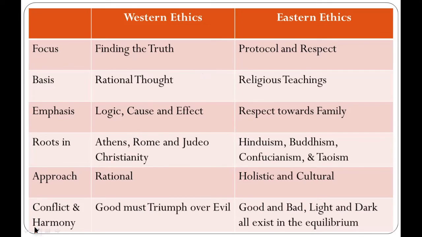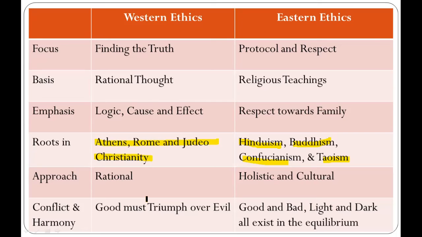If you notice, in this part, Christianity, Athens, Rome, and Judeo come from the Western parts of the world, whereas Hinduism, Buddhism, Confucianism, and Taoism come from the Asian or Eastern parts of the world. The approach for Western ethics is rational, whereas Eastern ethics is holistic and cultural. Which means the basis of moral understandings and standards is the way they approach it culturally, or the religious teachings they have in that certain culture. Being rational is the approach of Western ethics.